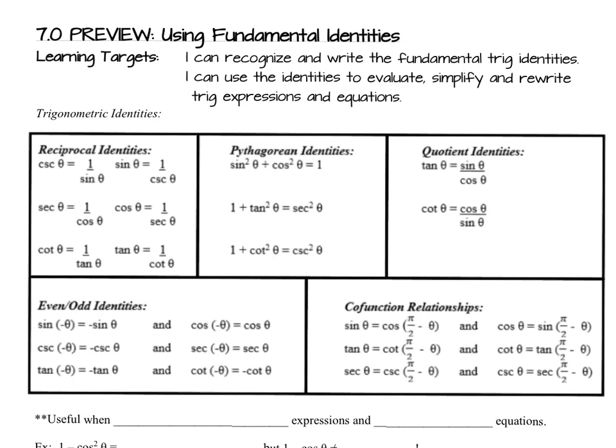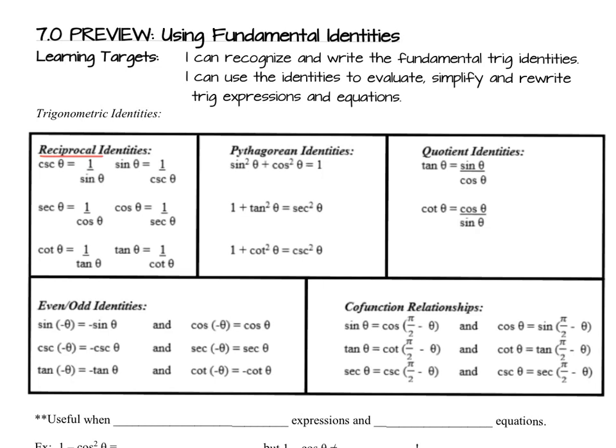We have reciprocal identities, where we talk about the definitions just in fraction form. For example, cosecant of theta is the same as 1 over sine theta. We used that identity when we were trying to evaluate with a calculator. Sine would then be the same as 1 over cosecant, and so on. We have secant and cosine, cotangent and tangent.